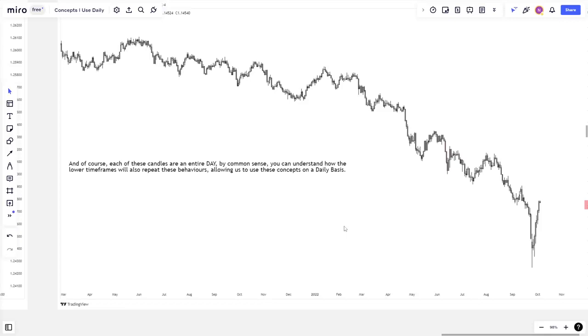So this is a really good concept that I love using, because if we use it in the right context, we can understand why price is going above a high or below a low, just to continue going lower or higher respectively, right?